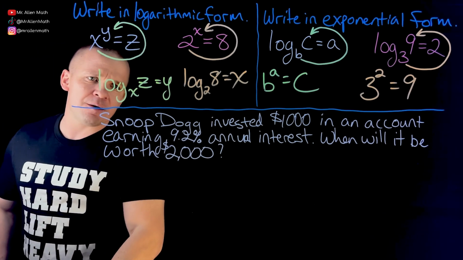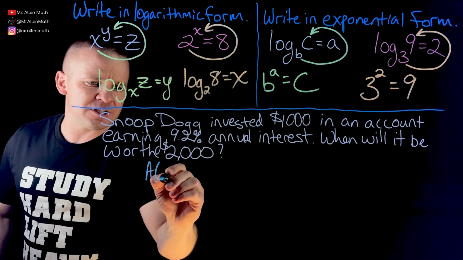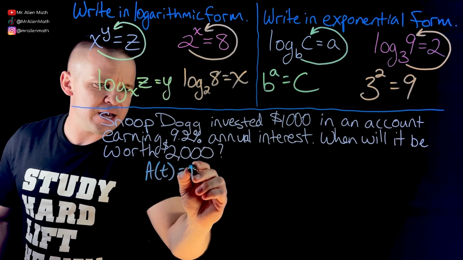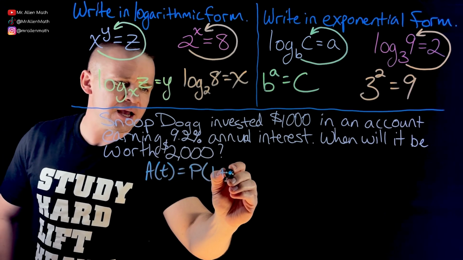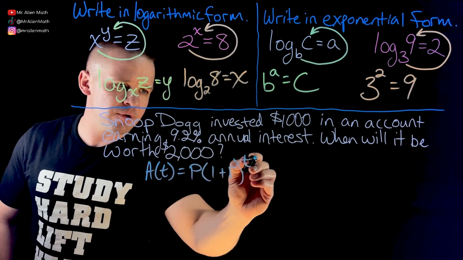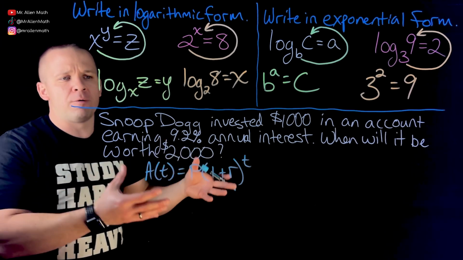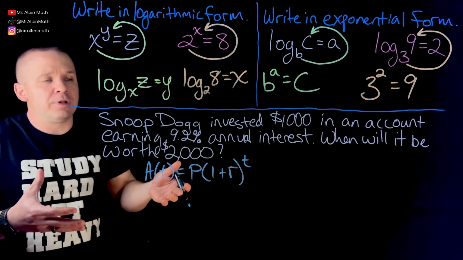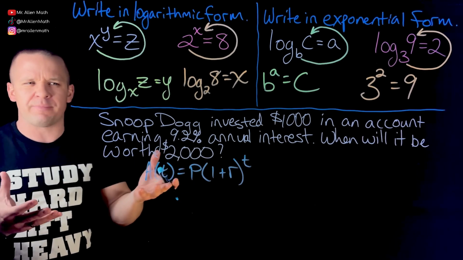Well, we've seen some equations for this before, and it would look something like this. A of t equals P times 1 plus or minus, depending if it's growing or decaying. It's growing in this case, and then raised to the t. It's a very simple type of interest formula for compounded annually. If it was compounded quarterly, daily, whatever, it'd be slightly different, but this is a pretty basic one, okay?